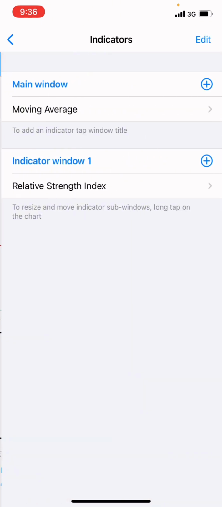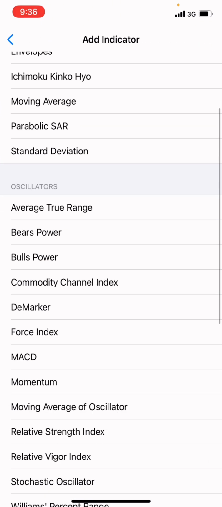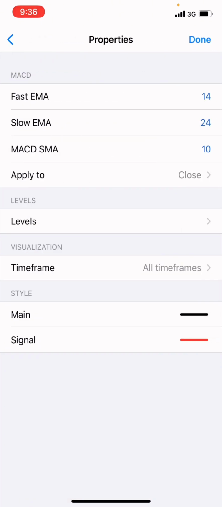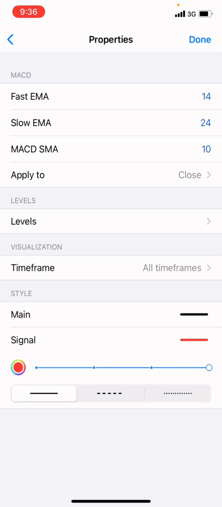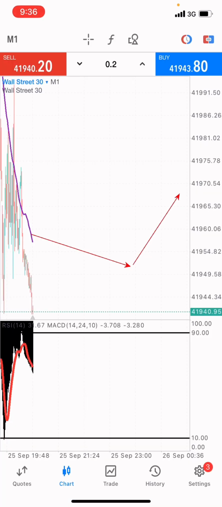So right here, I'll put in a MACD indicator on indicator window 1, fast EMA 14, slow EMA 24, on the MACD SMA on the level of 10, where you apply to close. The main I put on 4 pixels with color black, signal on red. All right, just like that.